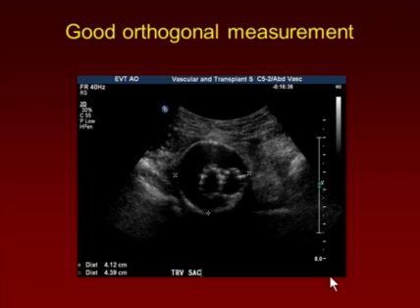Good orthogonal measurements look like this. You make that fusiform aneurysm as round and large as you can, and they should be fairly symmetrical, and that's what a good measurement should look like.